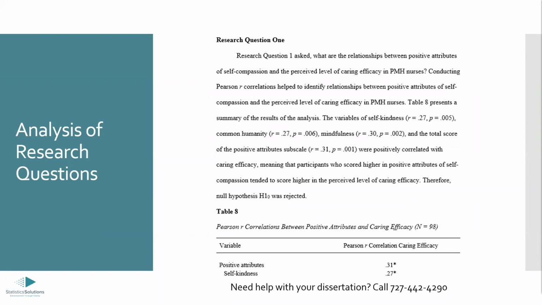And here's an example shifting more towards a correlation analysis. So here we did some Pearson correlations. And here we actually restate our research question. We say we're conducting Pearson correlations and identify the variables that we're using in those correlations. We report our correlation coefficients and the corresponding p-values. So our r value, our correlation coefficient, and our p or significance values.